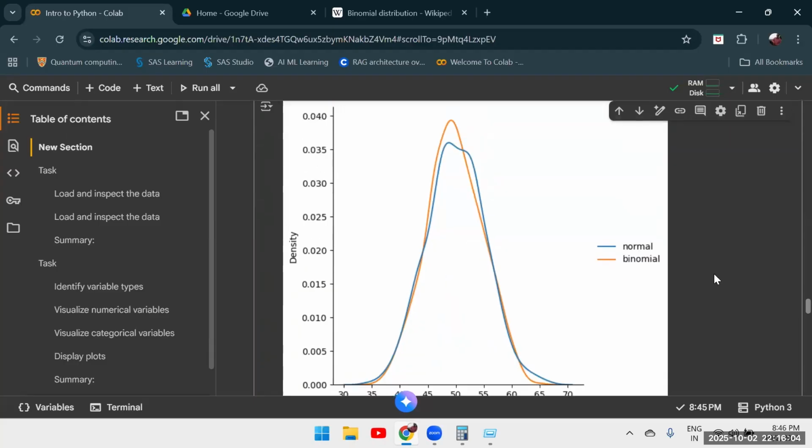It is very similar, but as you can see, the normal distribution is trying to look out for continuous values and fit my curve there to this mean, and then slowly it is coming down. However, the binomial distribution is just going up and then coming down as it is.